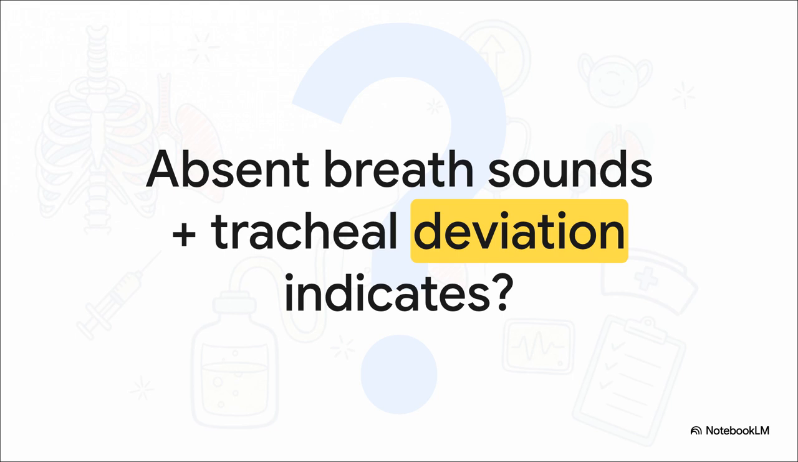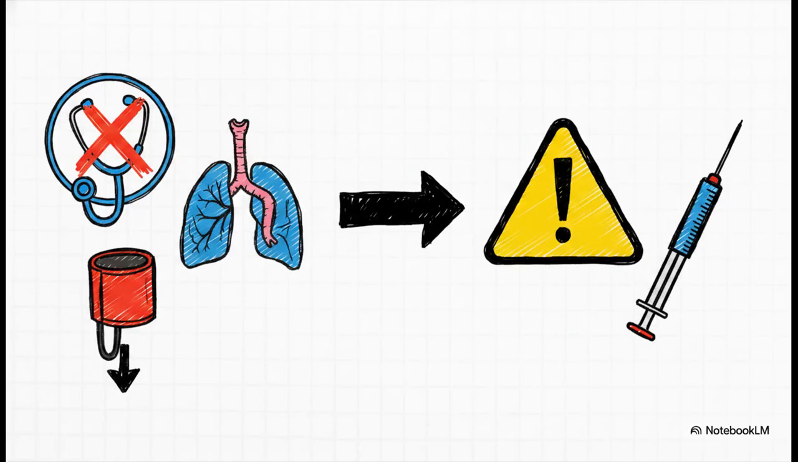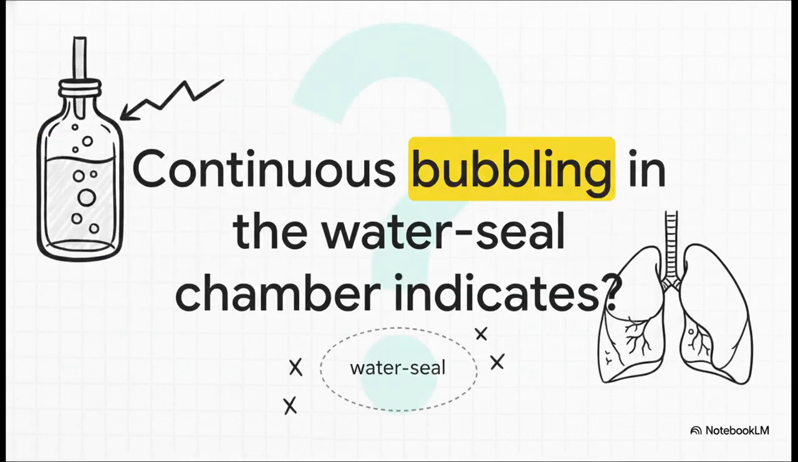3, 2, 1. Boom! If you chose B, you absolutely nailed it. Think about it. The affected side has absent breath sounds, but the trachea is shoved all the way to the left, away from the problem, alongside hypotension. That exact combo equals obstructive shock from a tension pneumothorax. It's a massive emergency that demands immediate needle decompression. Okay, let's hit question 2.